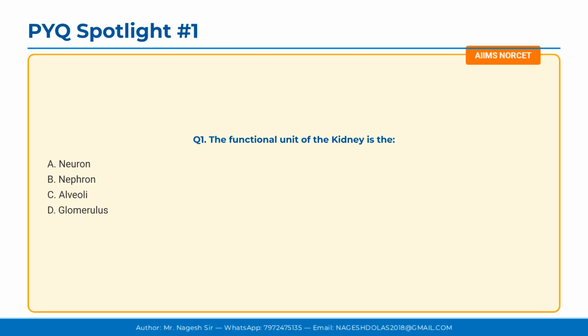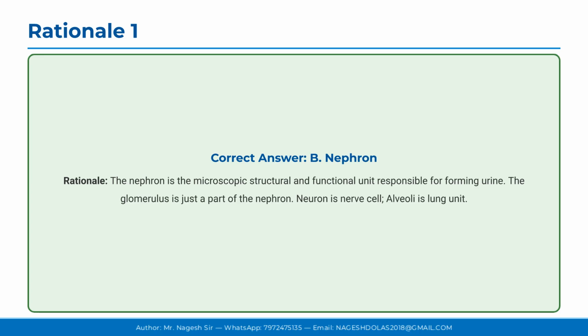PYQ Spotlight number 1 asks, the functional unit of the kidney is the A, neuron, B, nephron, C, alveoli, or D, glomerulus? The correct answer is B, nephron. The nephron is the microscopic unit responsible for urine formation, whereas the glomerulus is only one component of the nephron.